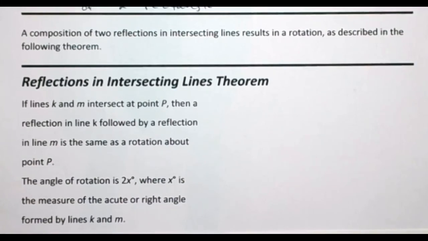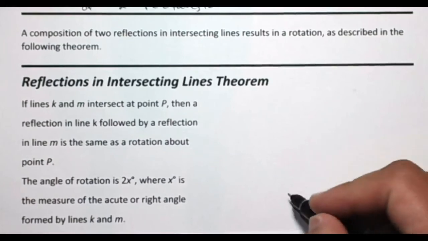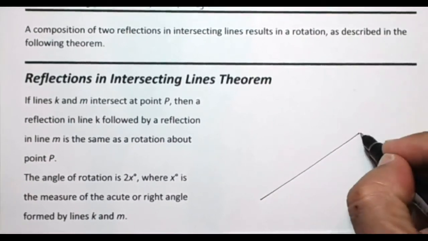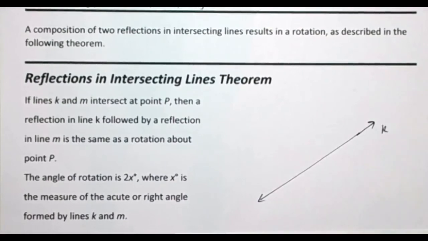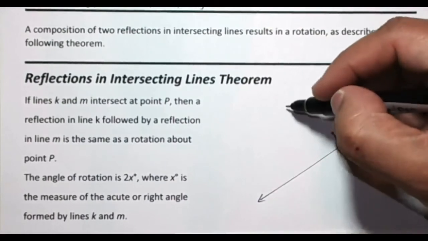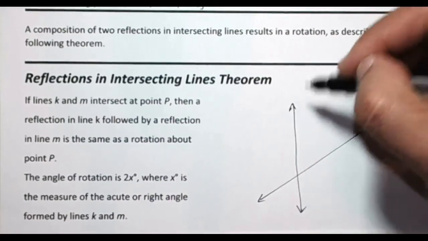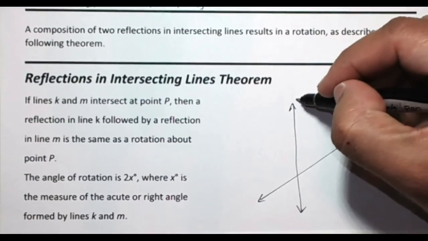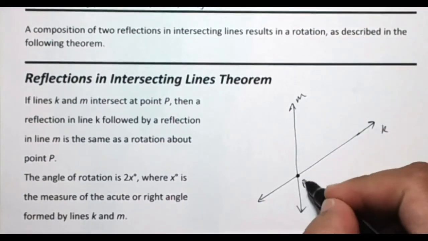All right, so now let's draw this out so I can explain what this means. So I have two lines K and M that intersect at some point P. So I'm going to draw my line here. We'll call this one line K. And we'll draw a line M, and we'll draw it this way. And this will be our line M. So here's my intersection point. We'll call this point P.